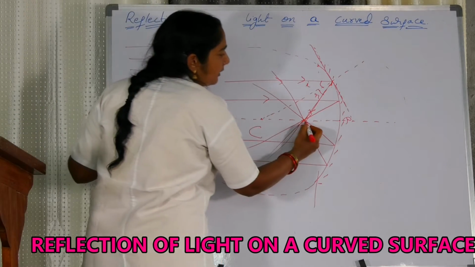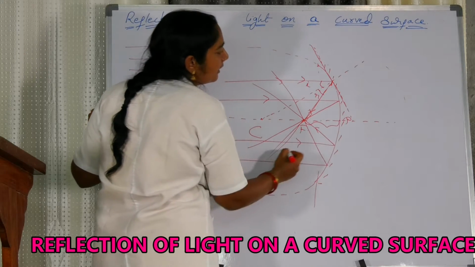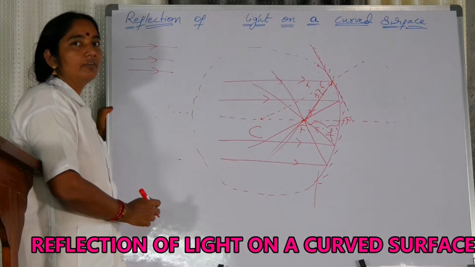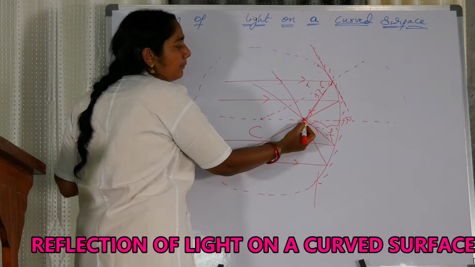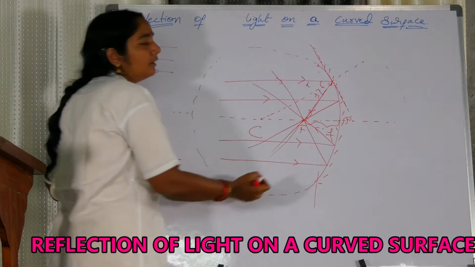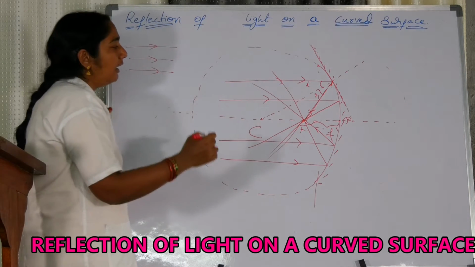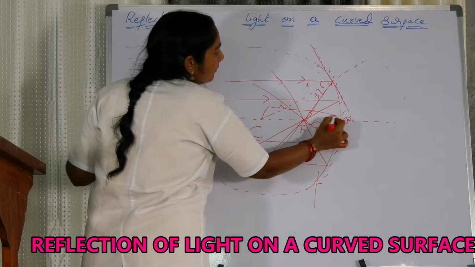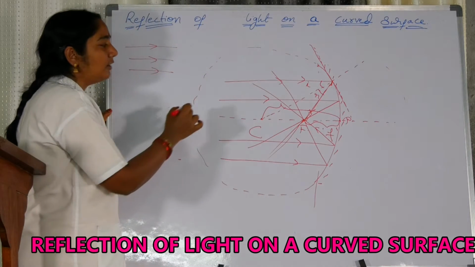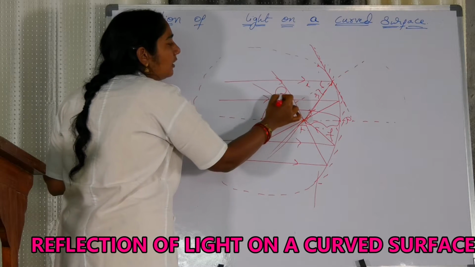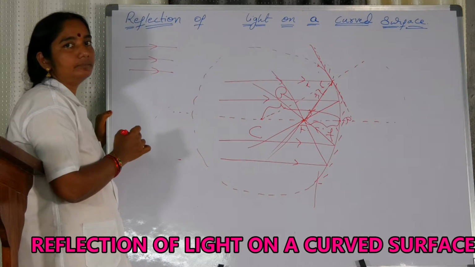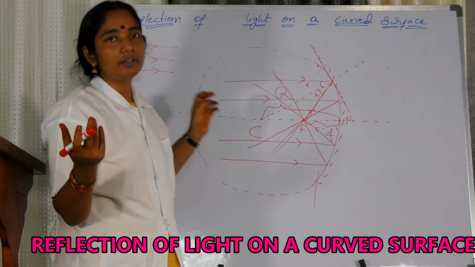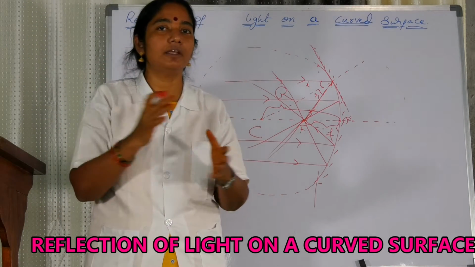The distance between the principal focus and the pole of the mirror is called the focal length. Focal length is nothing but the distance between the principal focus and the pole of the mirror. And the distance between the center of curvature and the pole of the mirror is called the radius of curvature. We call that the radius of the sphere. Radius of curvature is nothing but the radius of the sphere.